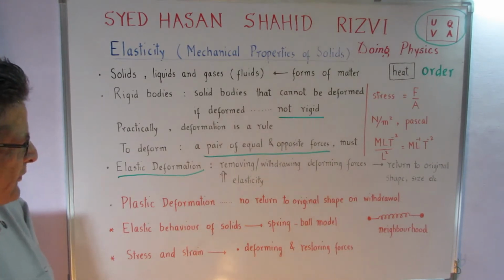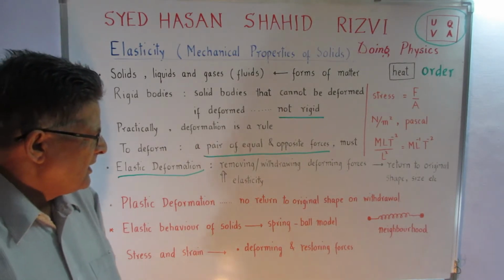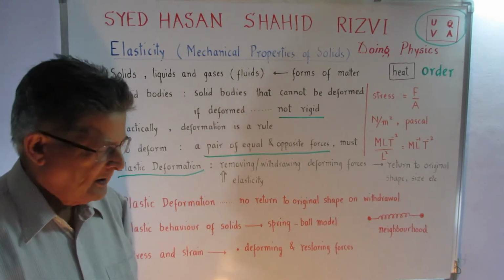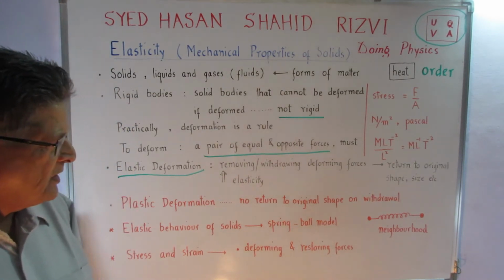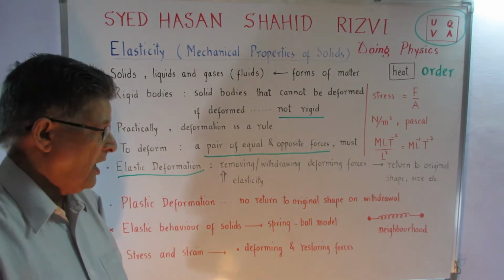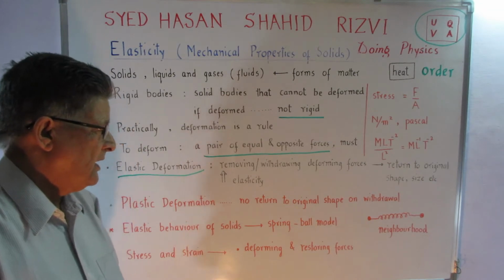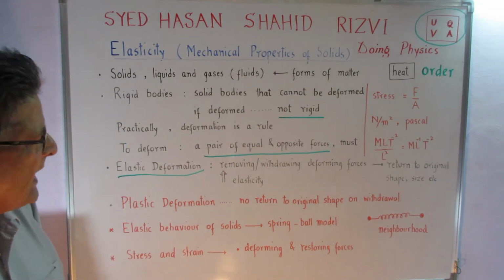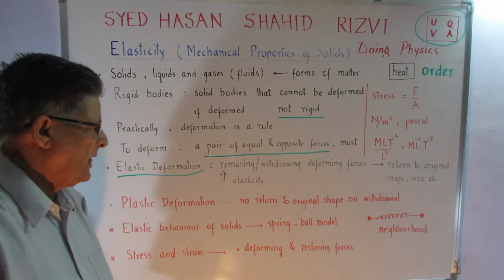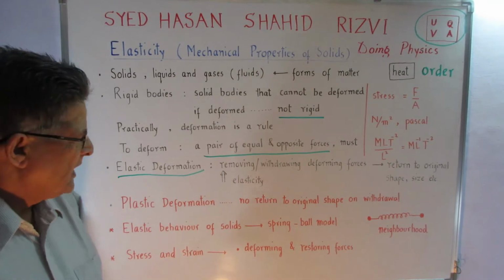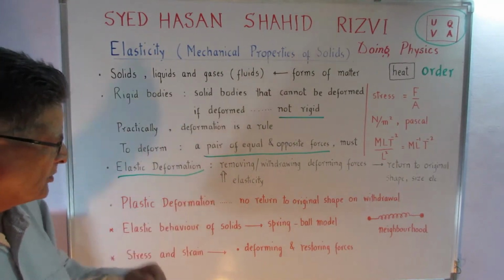Anyway, of course, for substances like rubber, the deformation is much more, even sometimes of the same size as the original length, and such materials are known as elastomers. We'll talk about that later.